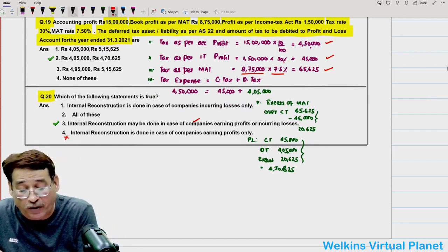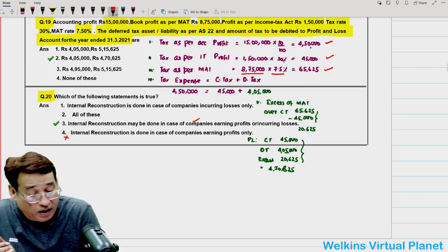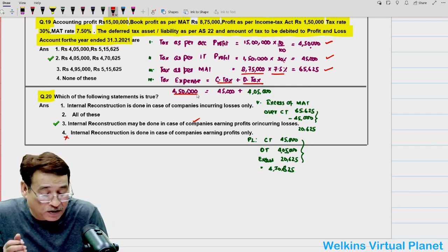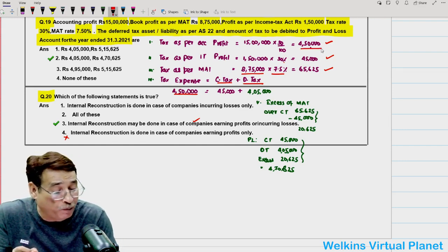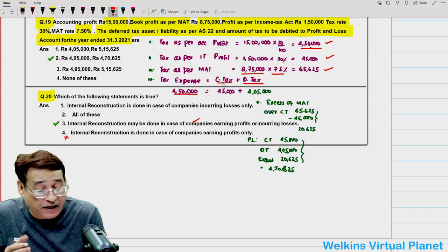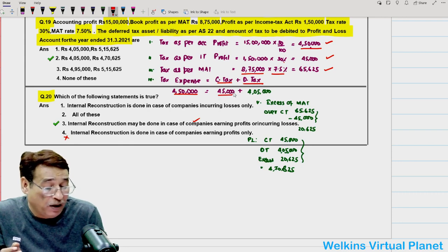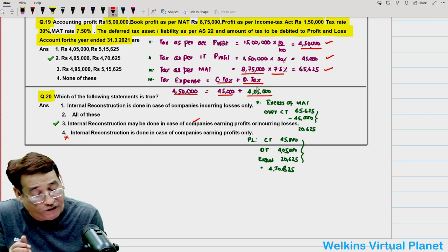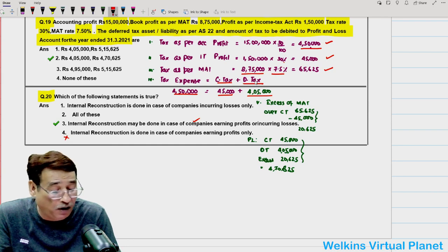Now we have to find out tax expense. What is tax expense? Many times I have told you when we discussed the concepts of AS26, tax expense is always equal to current tax plus deferred tax. Tax expense means tax as per accounting profit, which we computed as 4,50,000. Current tax always means tax as per income tax authorities, 45,000. So we have both these figures. I will subtract 45,000 from 4,50,000 and I will get 4,05,000 as my deferred tax. The question has also asked us to compute this particular figure. So 4,05,000 is your deferred tax, correct?